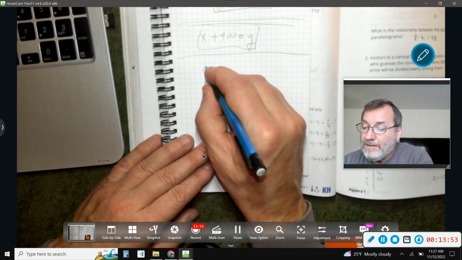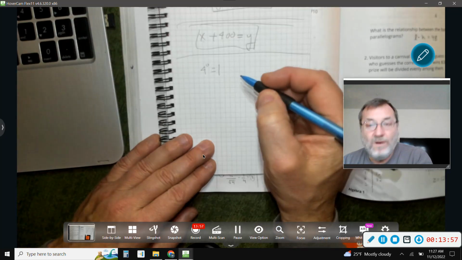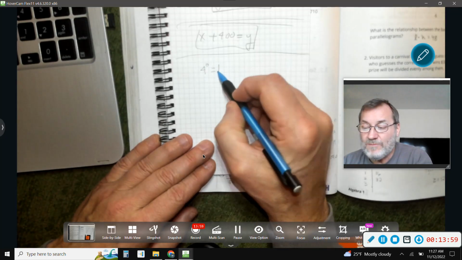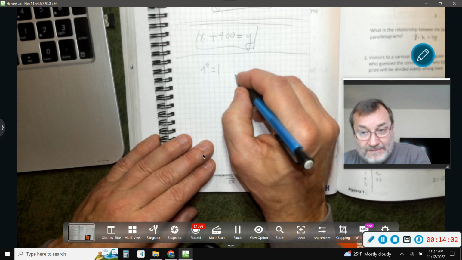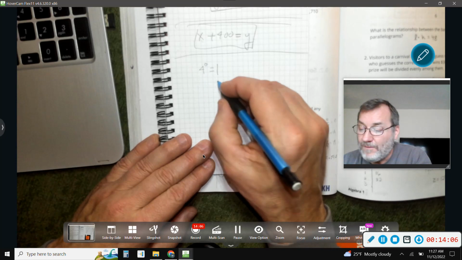All right. Let's start with some exponents. 4 to the 0 power is 1. Anything to the 0 power is 1. Even 0 to the 0 power is 1. All right. So if I take the 4, I take it to the 0 power, that's 1.